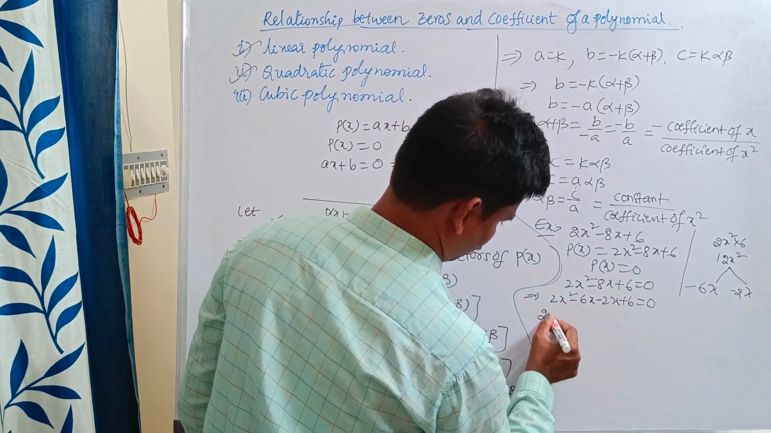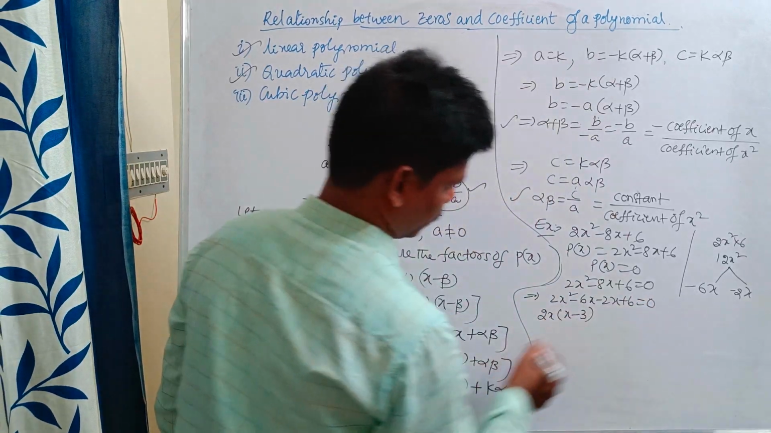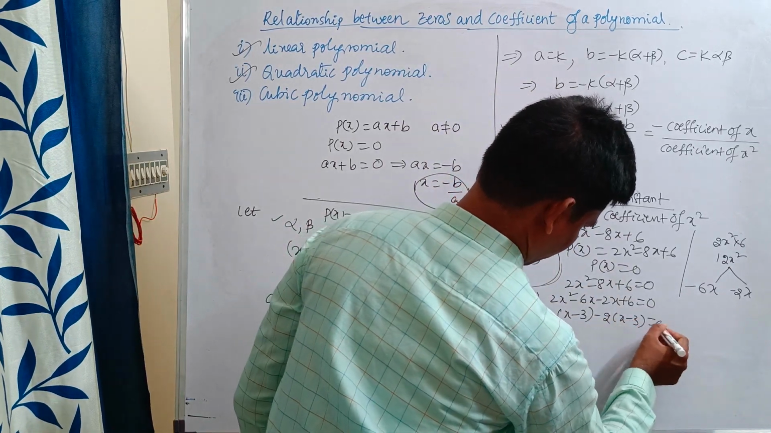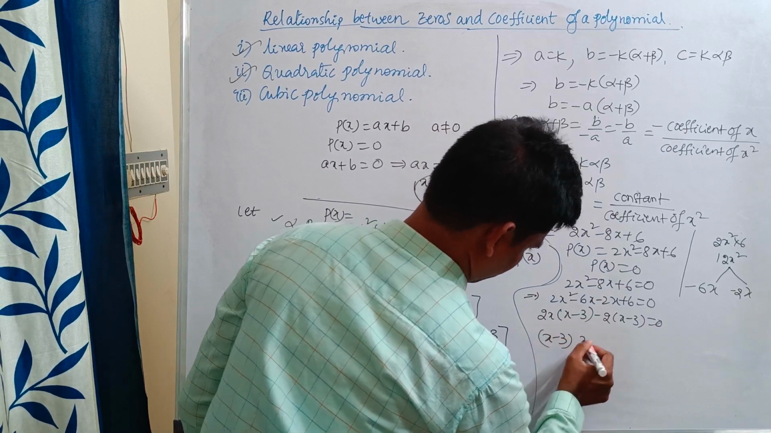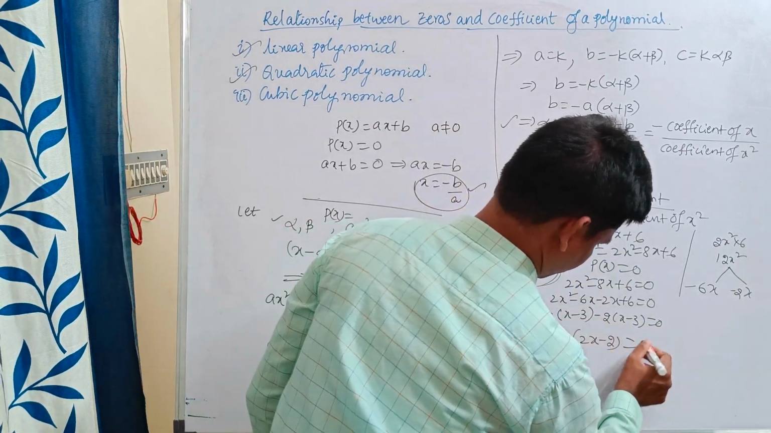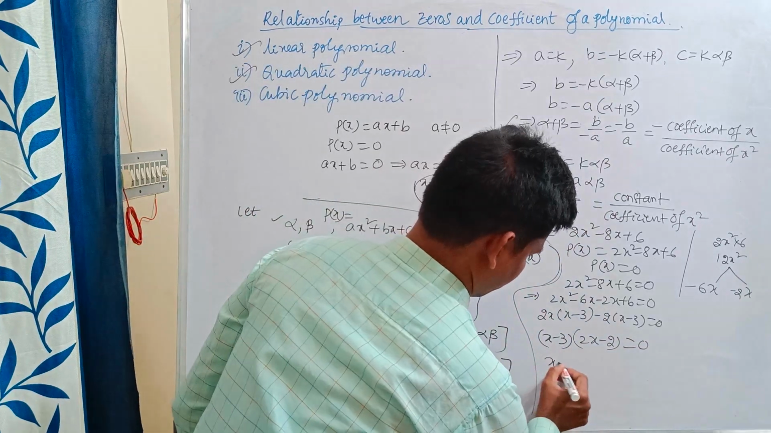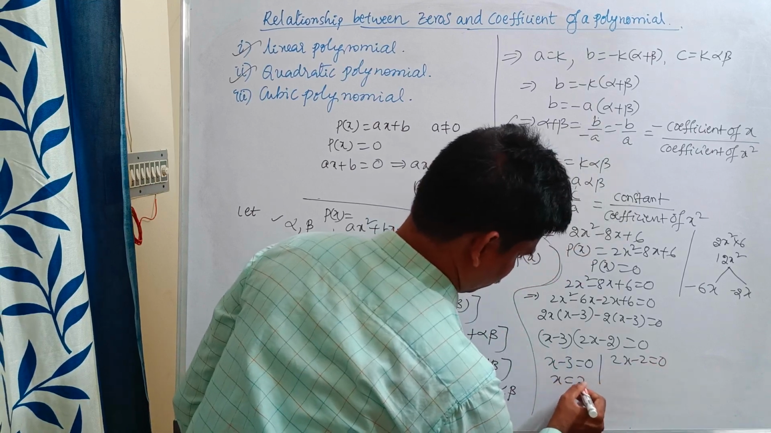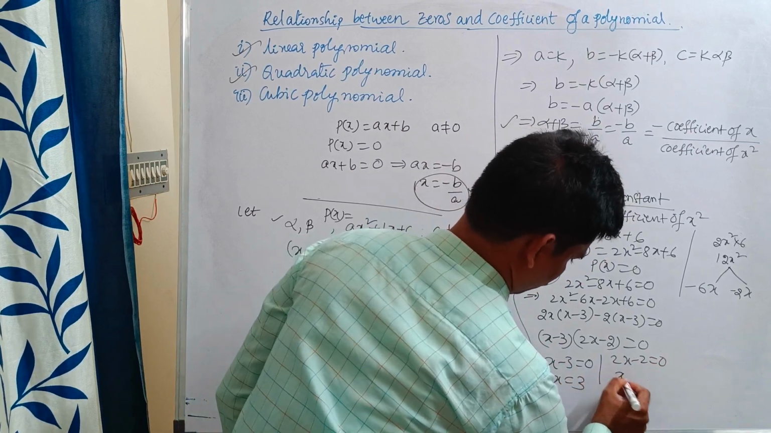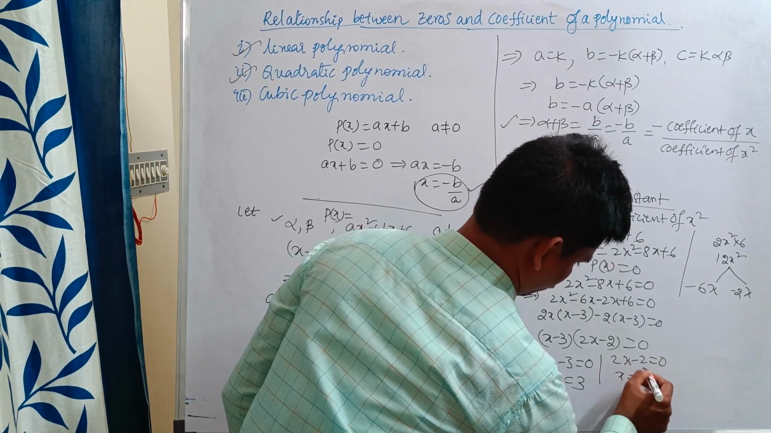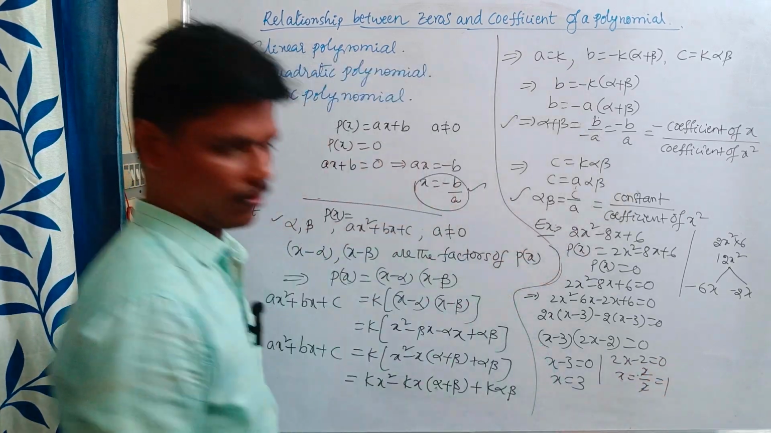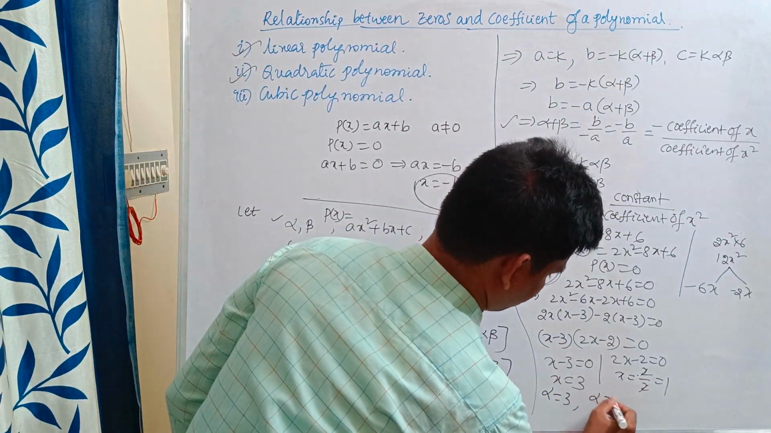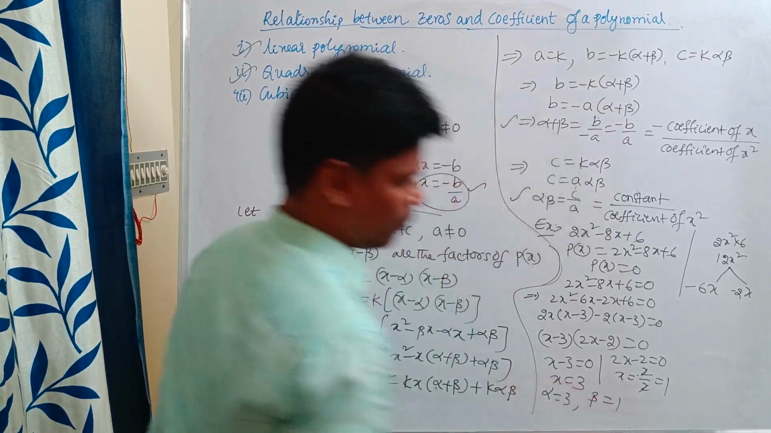In these two terms, 2x is common: x minus 3. In these two terms, minus 2 is common: x minus 3. In this, x minus 3 is common: 2x minus 2. So x minus 3 is equal to 0 and 2x minus 2 is equal to 0. So x is equal to 3, and x equal to minus 2 transposed to this side, 2 by 2, is equal to 1. So alpha is equal to 3 and beta is equal to 1.